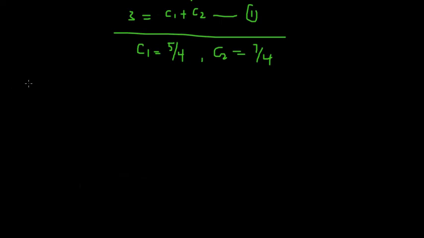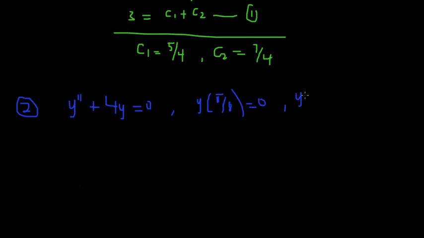So we have another example, example 2. We have this differential equation, and then we've been given the conditions: y at pi on 8 to be equal to 0, and then we have y equals... So let me clean this one up.